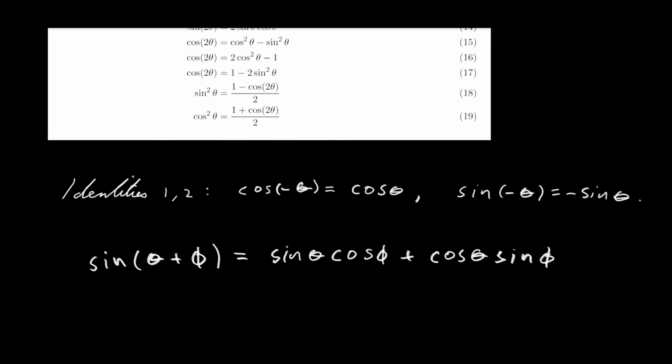Okay, it might be a little strange thinking, how can we prove these two identities? Because there's no sums of angles going on here, at least not explicitly. You can think of this as the cosine of 0 minus theta, but that doesn't really seem to help us.